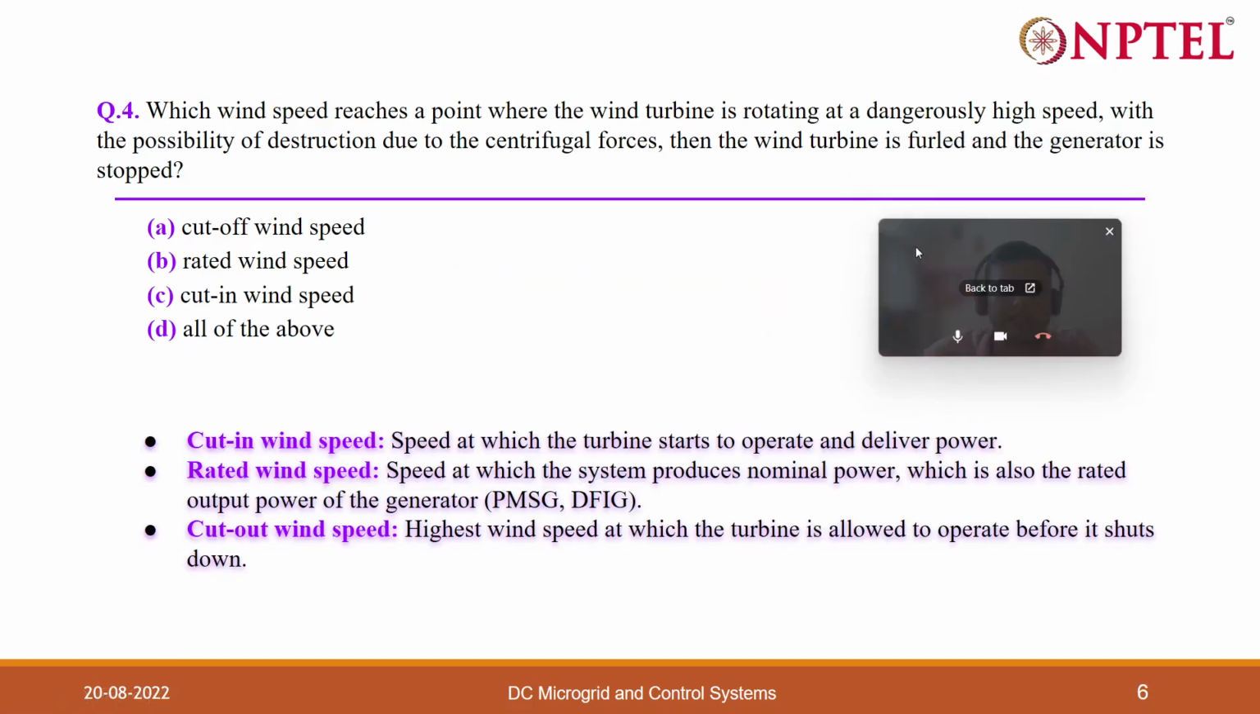This question is very easy and I hope you were all able to answer it. At which wind speed does the wind turbine reach a point where it is rotating at a dangerously high speed with the possibility of destruction due to centrifugal forces? Then the wind turbine is furled and the generator is stopped. First option is cut-off wind speed, rated wind speed, cut-in wind speed, all of the above. You can type your answer in the chat box.